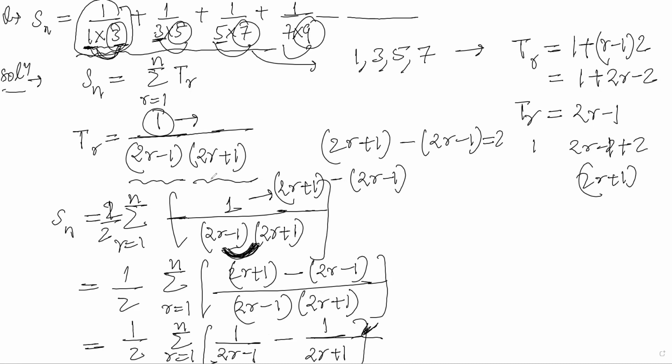The denominator had 2r minus 1 into 2r plus 1, but we have transformed this up to this part. That is the transformation. If we are not able to transform this up to this part, the terms won't get cancelled out after expanding. Now, if you expand, the terms will simply get cancelled out.